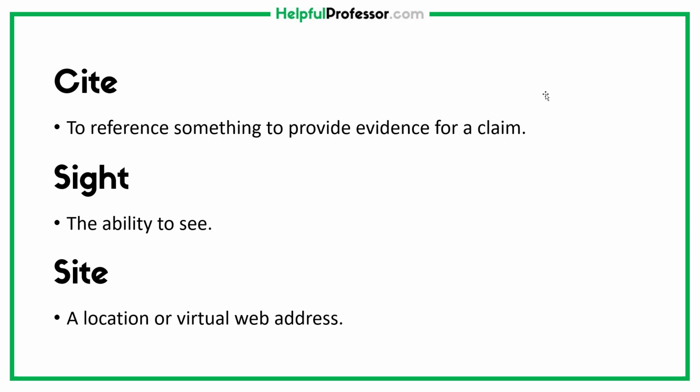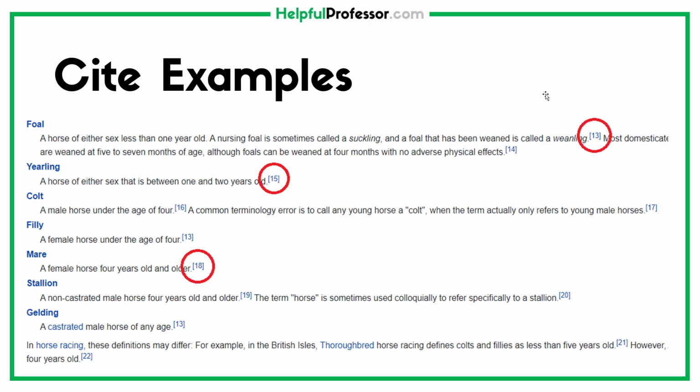Sight with an S-I-G-H-T refers to the ability to see. So I have good eyesight, for example. The last one, site, S-I-T-E, refers to a location or a virtual web address, such as a website. So let's have a look at a few examples of each.